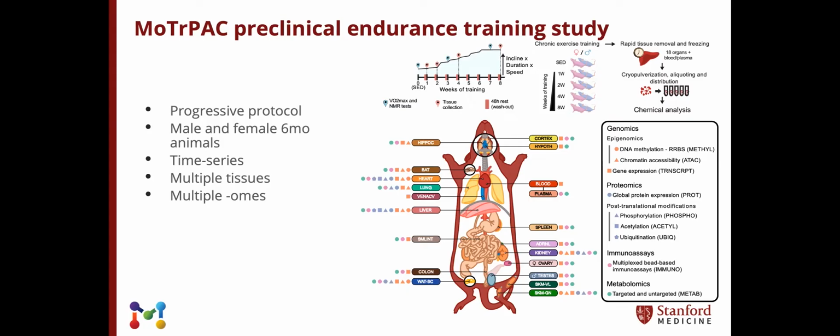And this graphic just displays these 19 different tissues that were collected and the omes that were assayed for each tissue. So not all tissues have all of the omes. But all of them have at least 2 omes. So transcriptomics and metabolomics has been run for all of them.